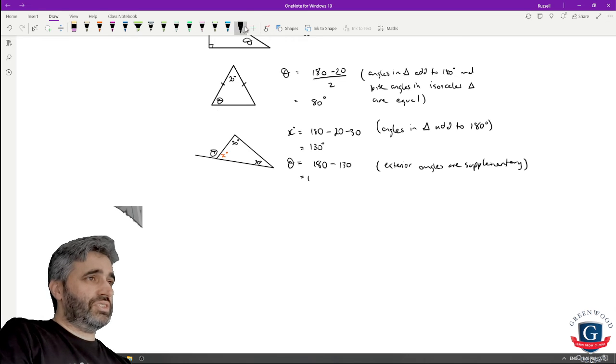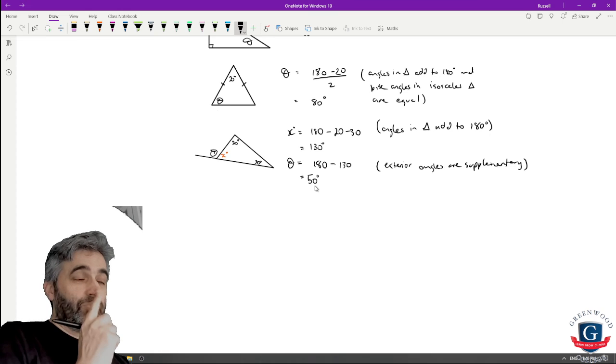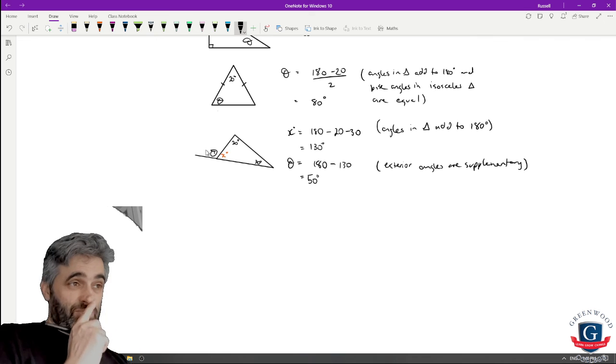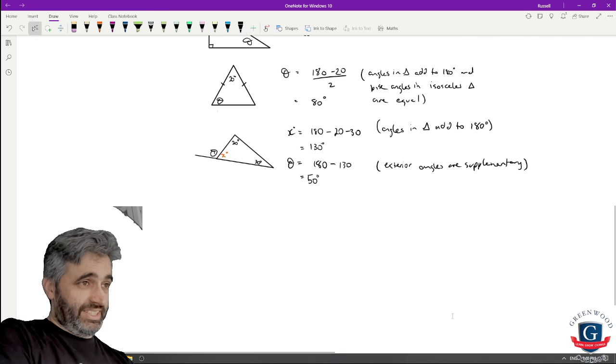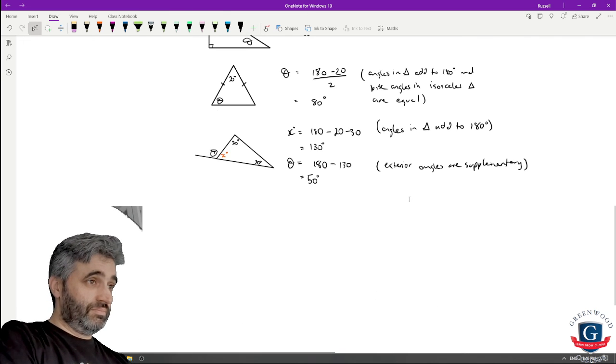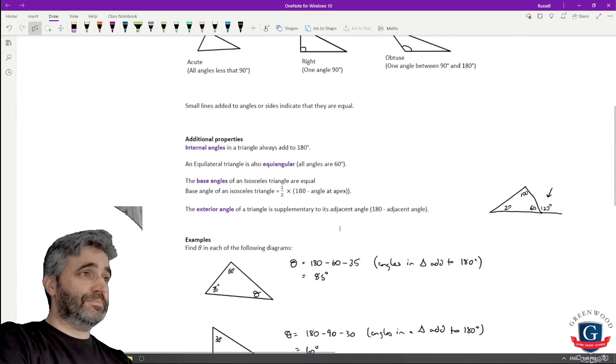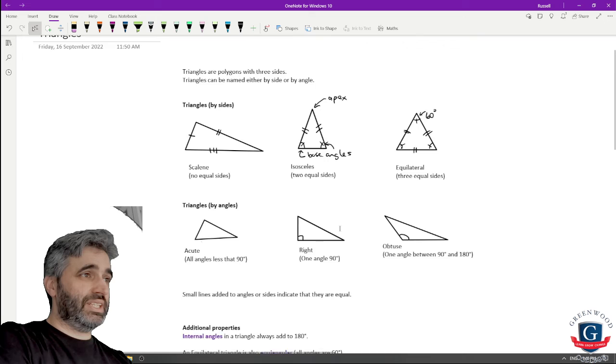Now, as you can see, our diagram is terribly out of scale because that doesn't look like 130 degrees, and that certainly doesn't look like 50. But you get the idea. And it's not uncommon to be given a triangle that's not to scale. They're probably not as misleading as that one.